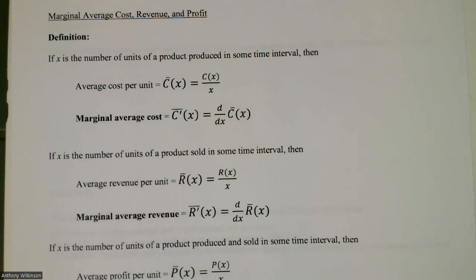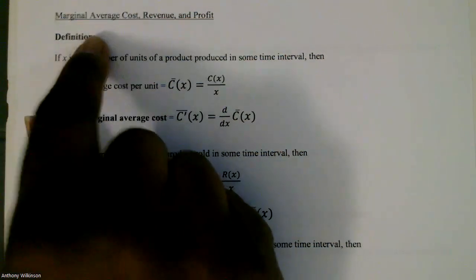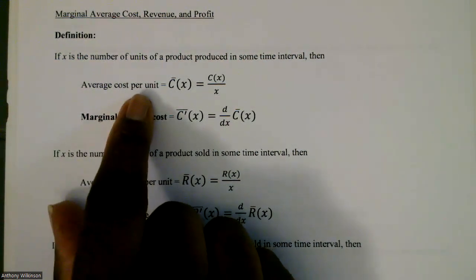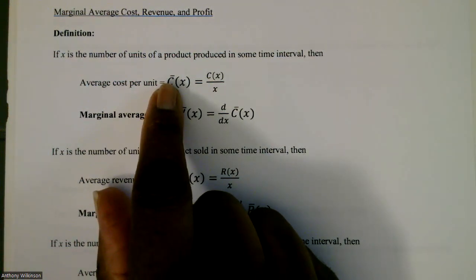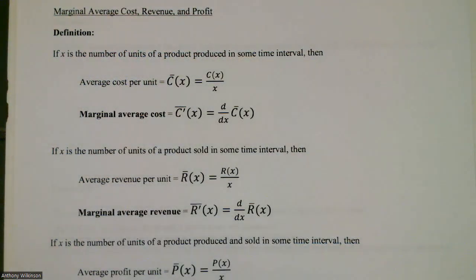All right, next we'll look at marginal average cost, revenue, and profit. This one's a little bit different here because we have the key word here, average. Here's some definitions. If x is the number of units of a product produced in some time interval, then your average cost per unit would be this, C bar of x. Sometimes they use the bar to represent the mean or the average. So C bar of x will be your cost function divided by x.